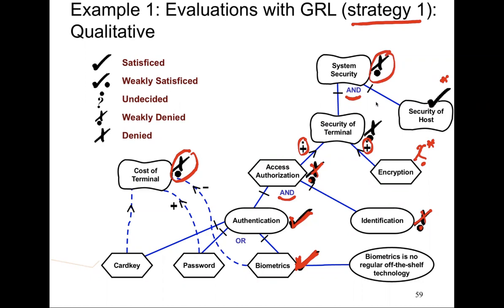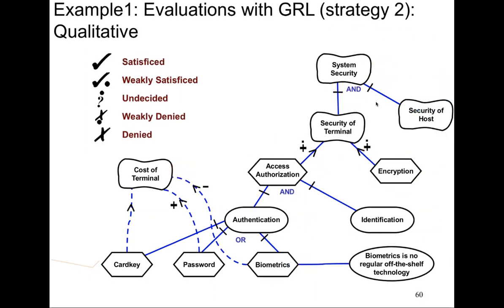So if your strategy starts with the assumption that encryption is weakly denied, security of the host is weakly satisfied, identification is weakly denied, and biometric is fully satisfied, you will end up with the system security weakly denied. Is this what you want? It depends on the system that you are building. If the system security is high priority, that means the initial strategy that you have initiated is not successful. Now let's try another strategy.